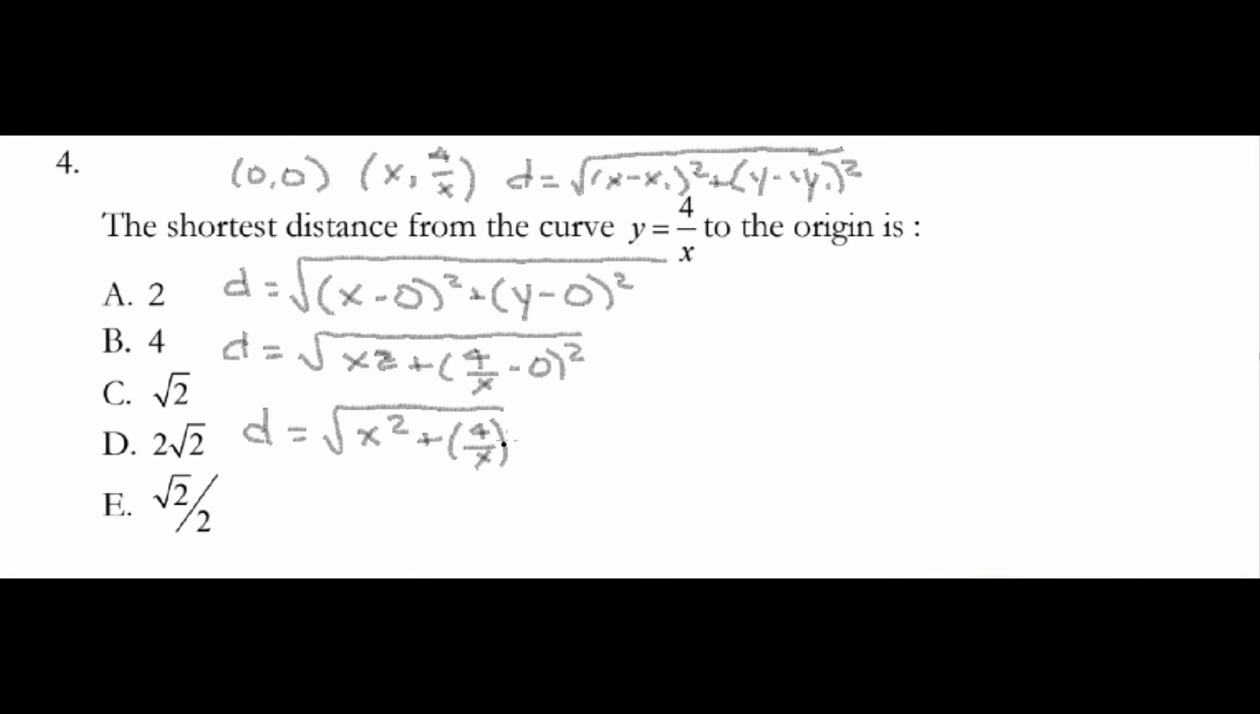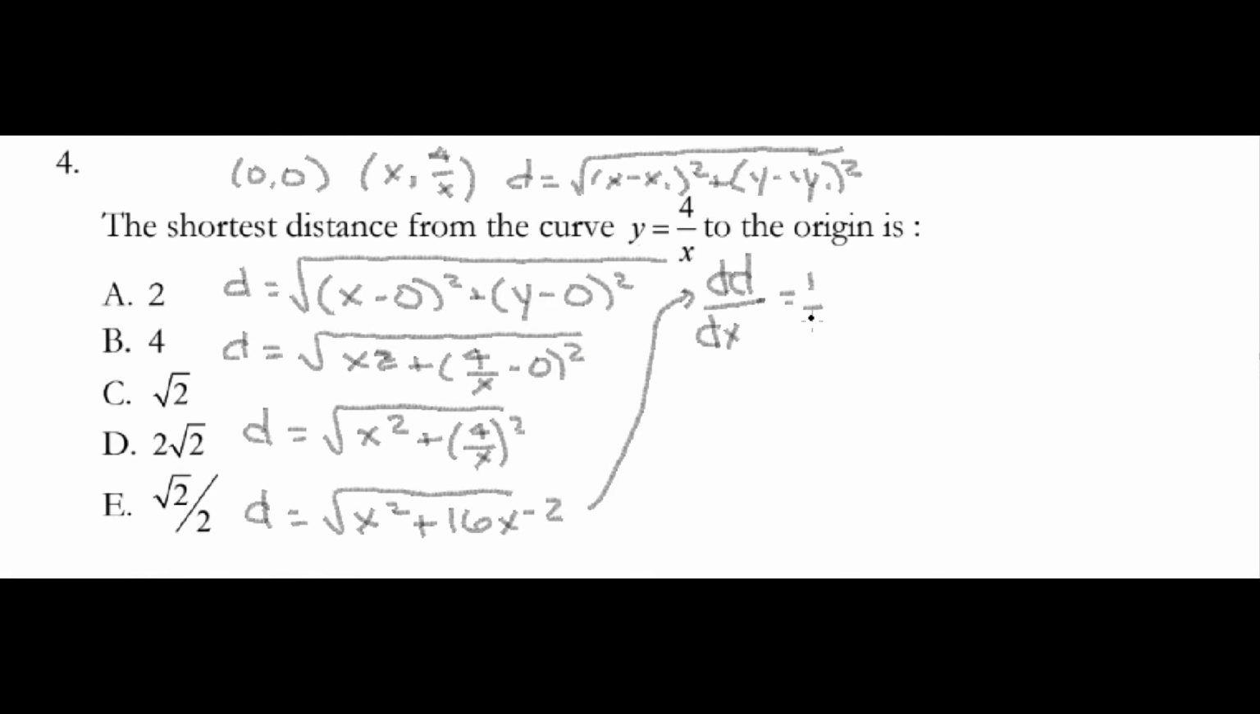Now, I also plug in (0, 0) because that's the point I'm finding the distance from. So now I get the simplified equation of the square root of x squared plus 16x to the negative 2. This is how I find the distance from the origin to any point along that curve. So what I need to do is a first derivative test to find the minimum distance between the origin (0, 0) and a particular point, that is, what x value.